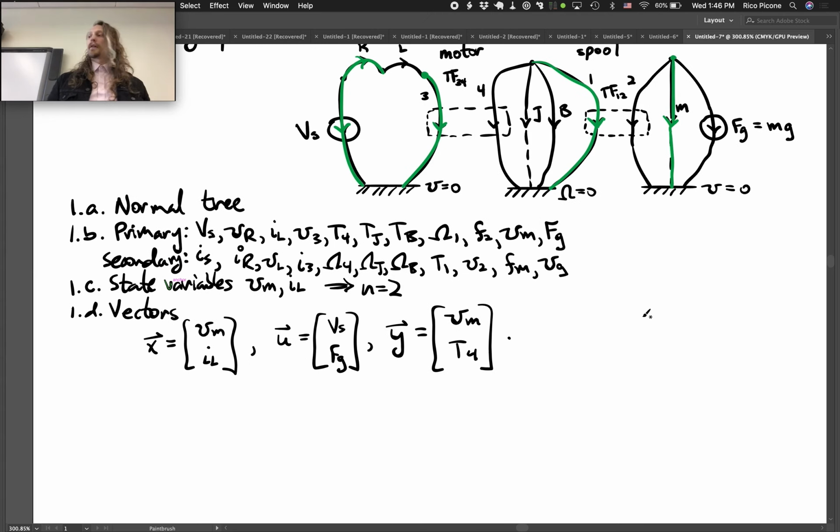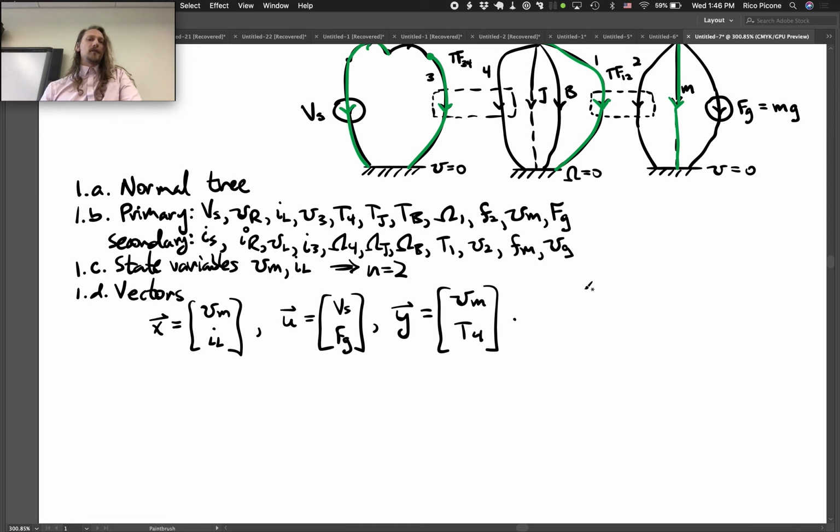You always have to choose, like in this case, those are all 1 by 2. That's just an accident. So the state vector is whatever, n, the order of the system, an n vector. U is the number of inputs. We happen to have 2 in this case. And then the dimension of y is the number of outputs. So we chose 2 arbitrarily. I'm just interested in 2 variables.